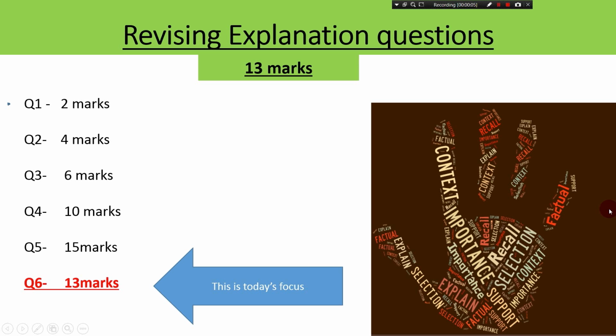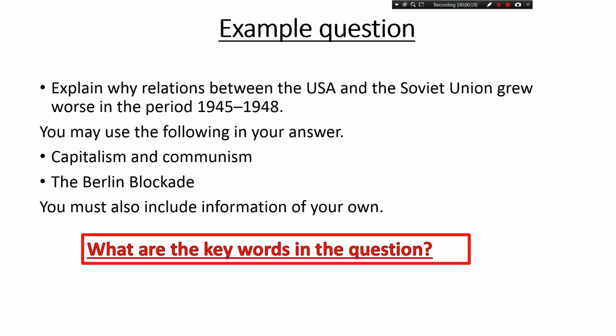Last question on the exam paper is the 13-mark question. Really, really easy question again. A bit like the 15-mark question, but this one is exactly like you'd have written since year 7. Any assessment you did since year 7, this is how you would have written them.